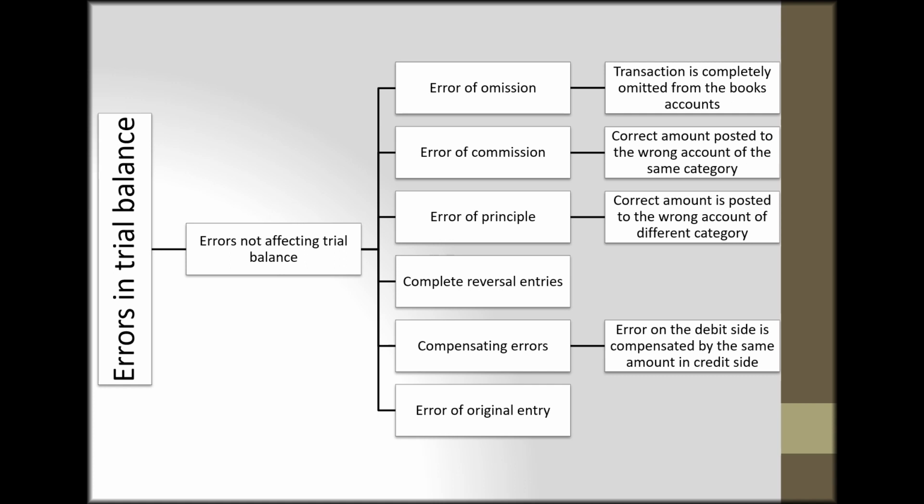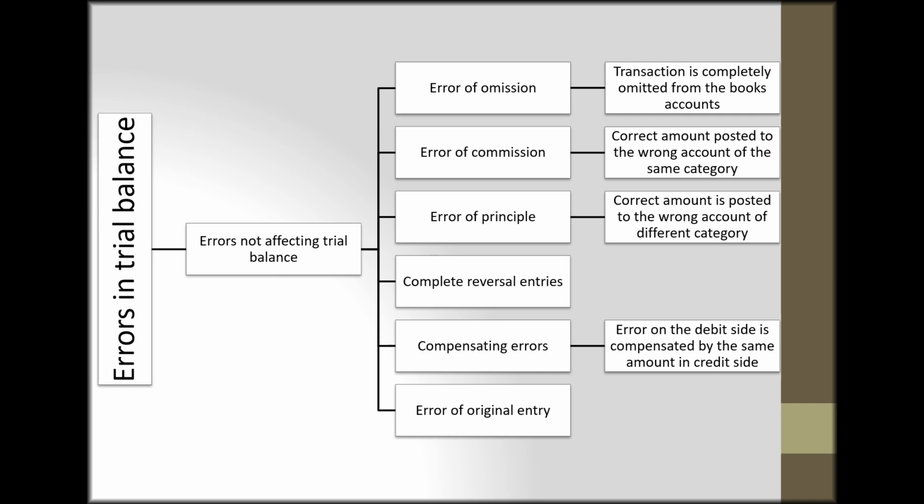The second one is error of commission. Error of commission is where you post the amount correctly to the ledger accounts, but you post to the wrong account of the same category. Let's say for example you have two accounts receivable. What is an account receivable? Current asset. Current asset under which category? Asset. So you have two accounts receivable, one is account receivable Ahmad, the other one is account receivable Ahmed. The difference is only maybe in the spelling of the names.